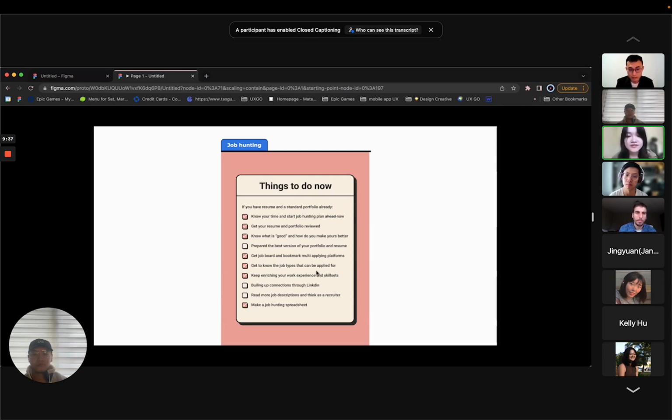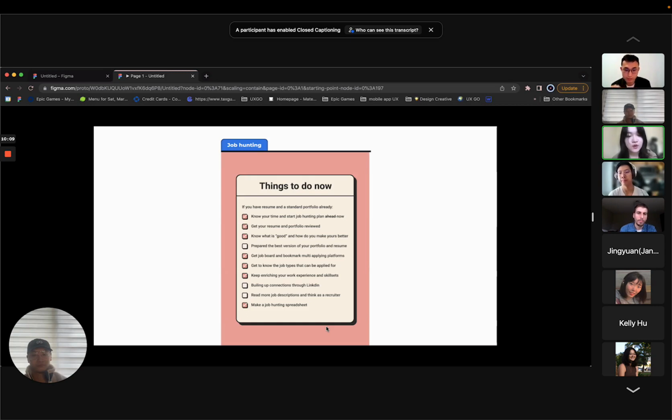The next one is to prepare the best version of your portfolio and resume. I didn't put a check mark on this one because most of you probably feel, right now I cannot prepare my best version because I still have one or two projects running. I haven't put everything of my best on my portfolio. That's okay. Just keep in mind to keep improving it, but make sure you can still start doing something else on this list.